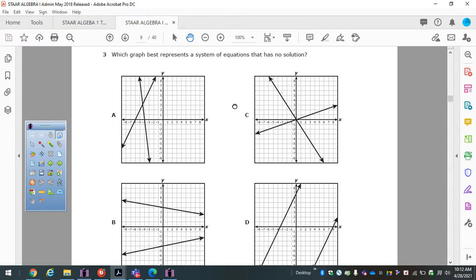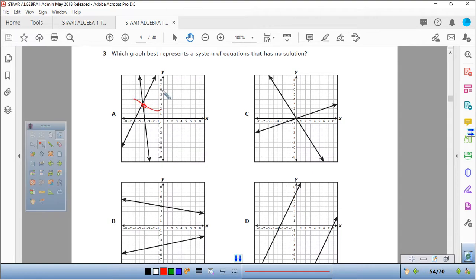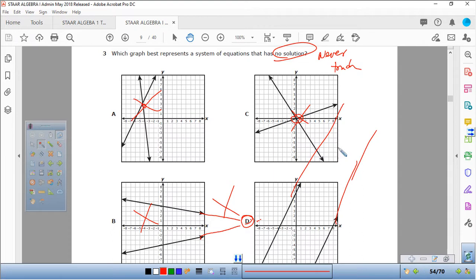Okay, this one here has no solution. Those never touch. Those touch. Out. No solution is never touch. Out. These don't touch, but they will touch if you think about it, over here-ish. Out. Final answer, D, because they will never touch. They have the same slope, go on forever, same distance.